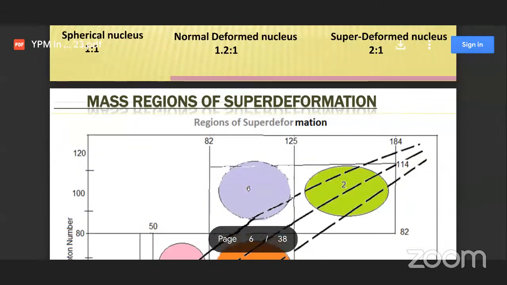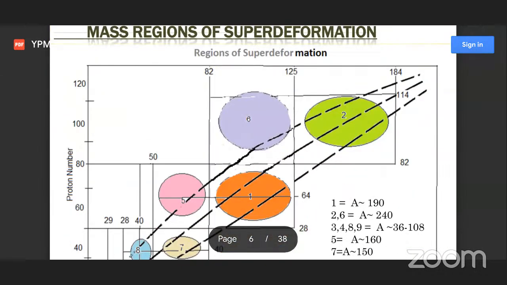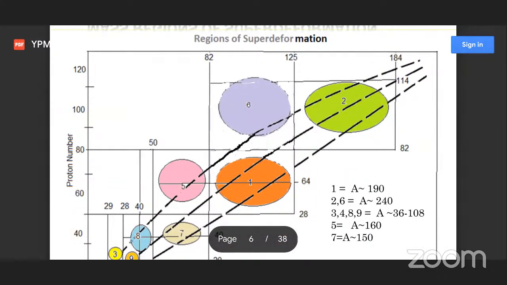These are a few mass regions where super deformed nuclei exist experimentally. In the 190 mass region and the 240 mass region, that is regions 1, 2, and 6, a majority of the super deformed nuclei exist. In the lighter mass regions also, super deformed nuclei exist, but not in a very large number. Regions 5 and 7 are very interesting because these are the 150 to 160 mass regions, the rarer regions where super deformed nuclei are found, and we are exploring them.